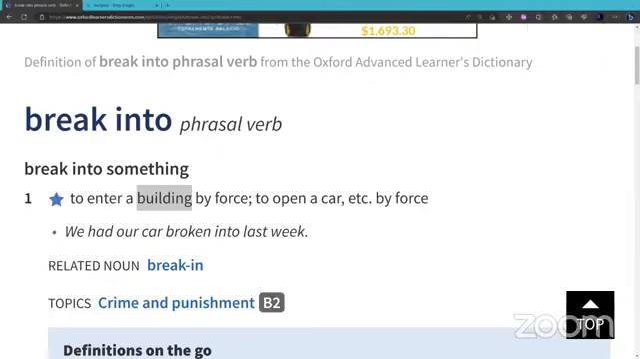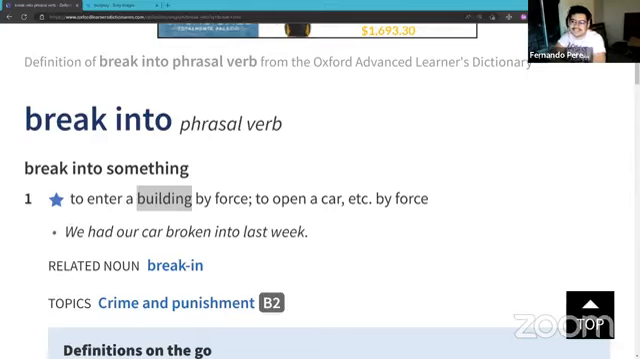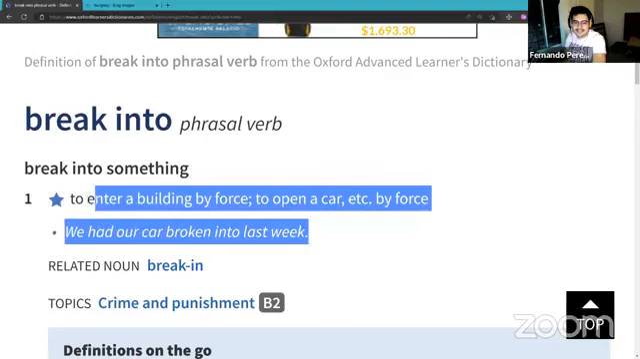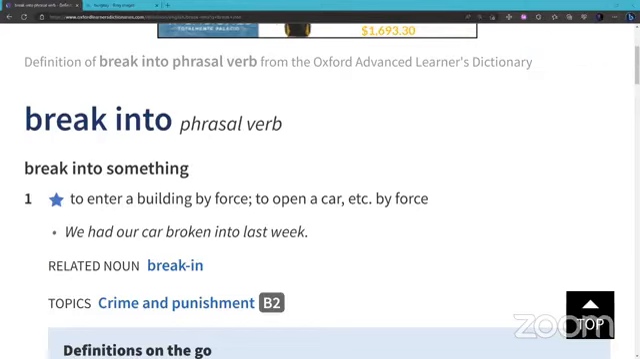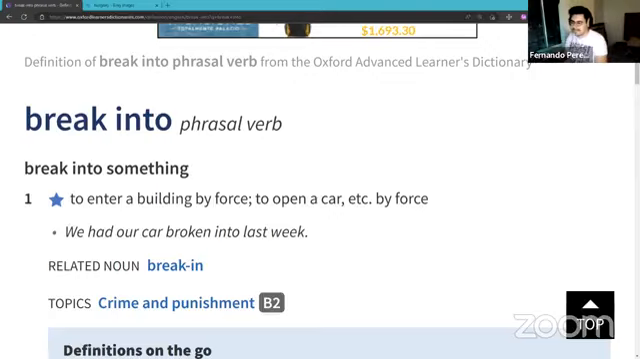If you say it, the definition gives you specifications, right? So then, how would you substitute that one? We had a car entered by force last week. Exactly. We had our car entered by force last week. That's correct.